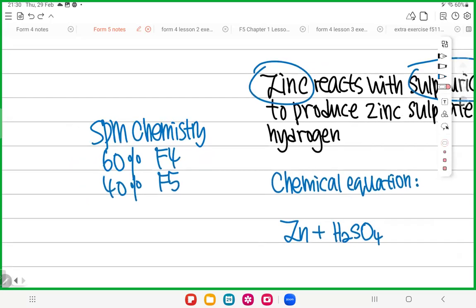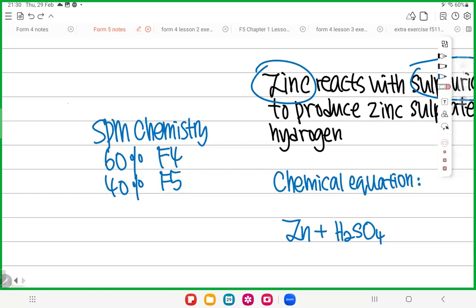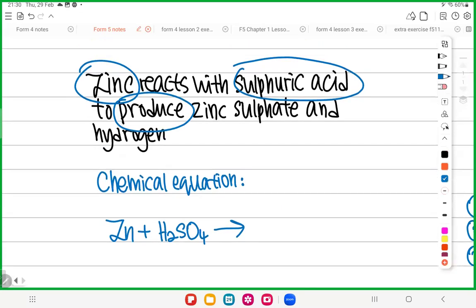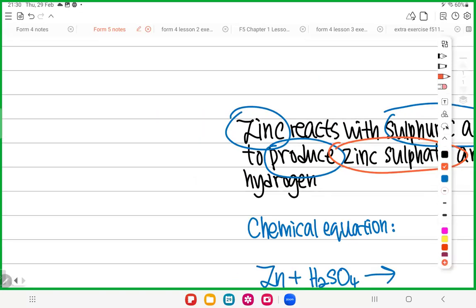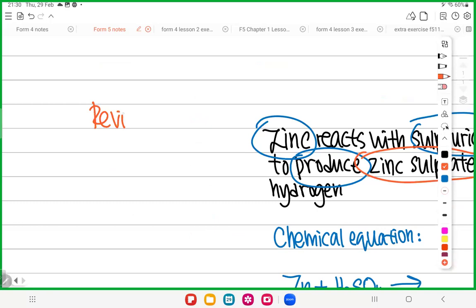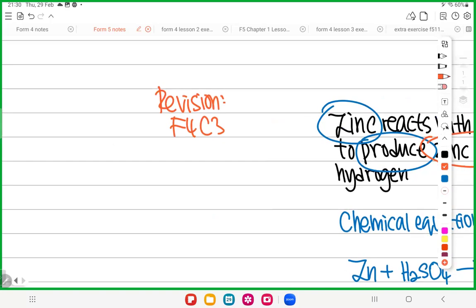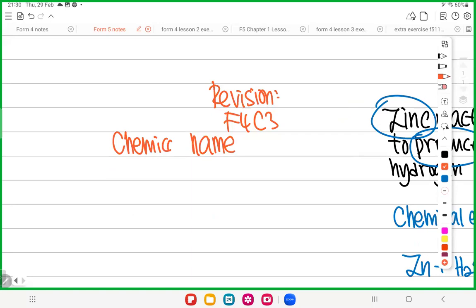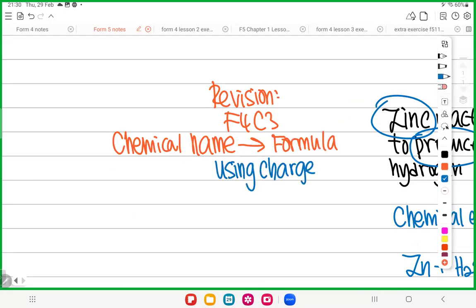So now you will produce. Produce means become zinc sulfate. How to know the formula for zinc sulfate, guys? Okay, let's do a revision. We learned this in Form 4, Chapter 3. When you are given a chemical name, you can convert the chemical name to a formula by using the charge. When you know the charge, you can predict the chemical formula.